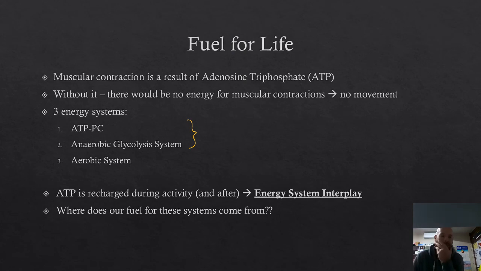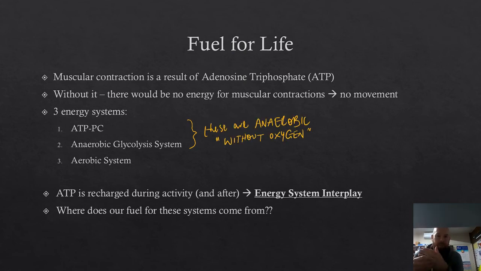The ATP-PC and the anaerobic glycolysis system get their names because anaerobic means without oxygen. The aerobic energy system uses oxygen to break down the chemicals.